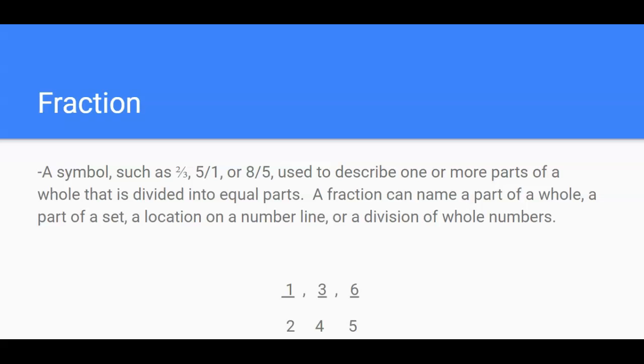A fraction can name part of a whole, a part of a set, a location on a number line, or a division of whole numbers. And we're going to deal with all four of those types of fractions within the next few weeks. So there's your examples. 1/2, 3/4, and 6/5 are all fractions. Now, what is different about the 6/5?